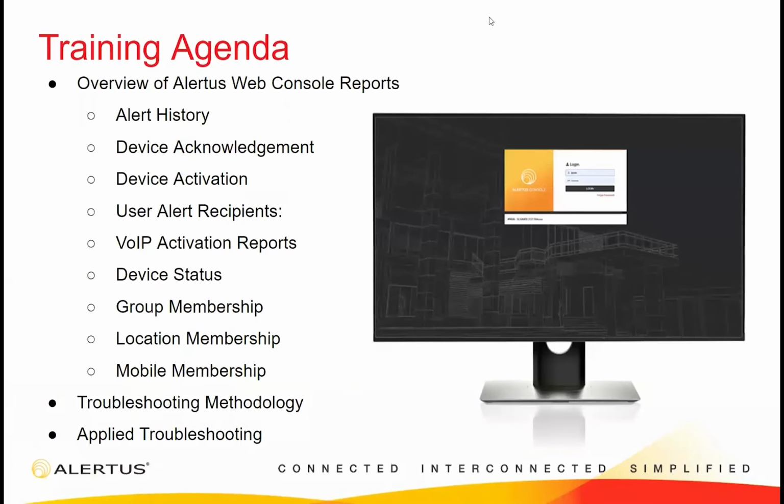Our agenda is reasonably straightforward. As you might imagine, we're going to be looking at the reports on the web console. That includes alert history, device acknowledgement, device activation, user alert recipients, VoIP activation reports, device status, group membership, location membership, and mobile membership. We're also going to be looking at how to apply these in a troubleshooting methodology. So once we know what all the tools are, we'll be looking at what ways we can use them and then try it out on a real-world example.